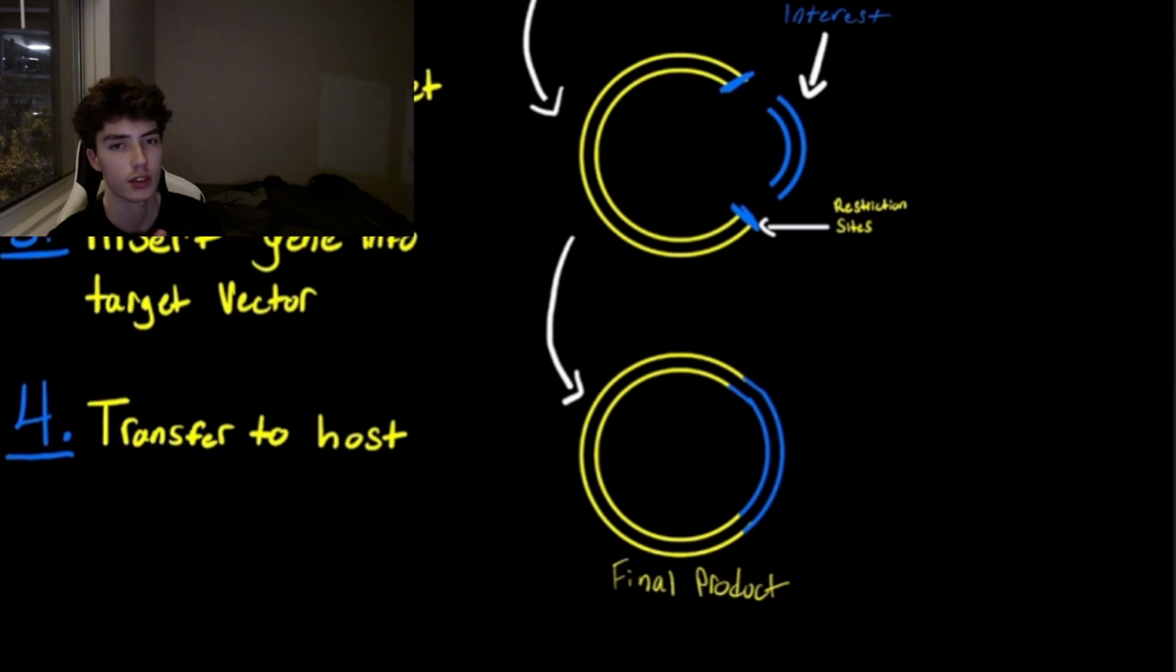So once the gene of interest is inserted into your vector, step four would be to transfer that to a host. Now that your vector is carrying your gene, it can be transferred via transformation, transduction, or transfection.